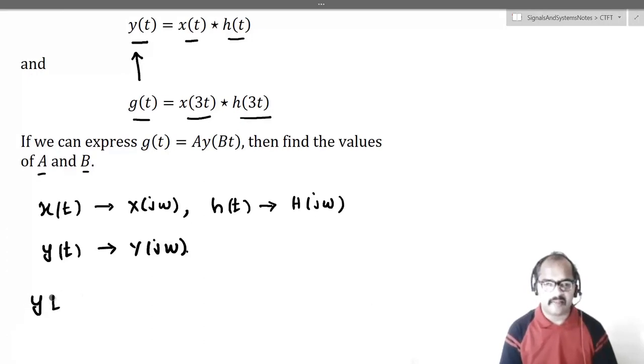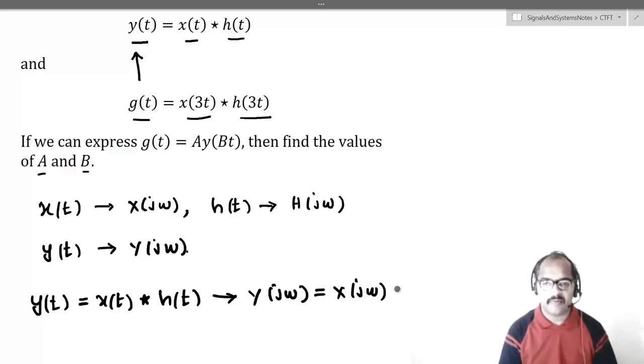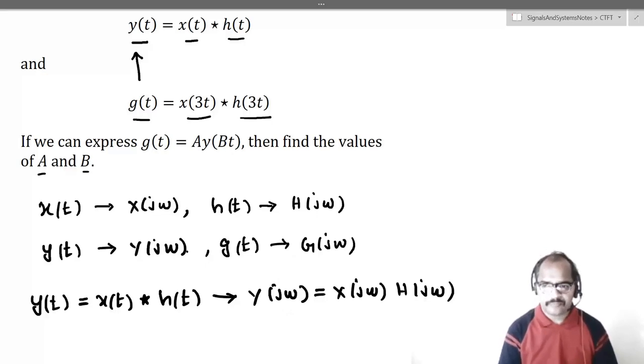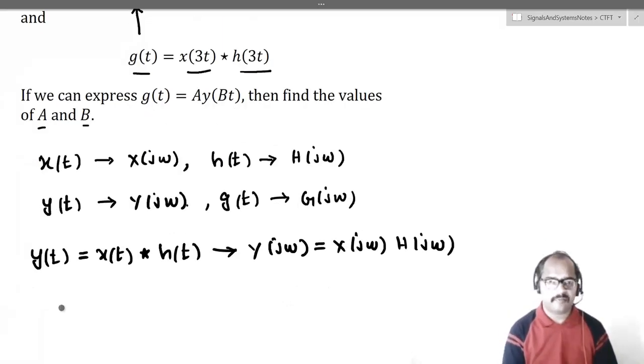What is given? It is given that y of t equal to x of t convolved with h of t, and in frequency domain we have Y of j omega equal to X of j omega multiplied with H of j omega. Okay, so we have g of t also. Let's assume g of t has G of j omega as the Fourier transform. So let us write down the Fourier transform of g of t.